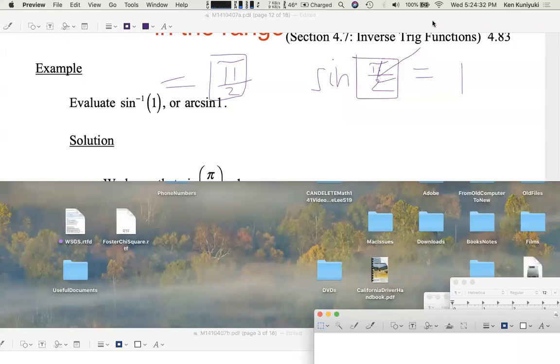Hi, everyone. We're continuing with section 4.7 on evaluating inverse trig functions.